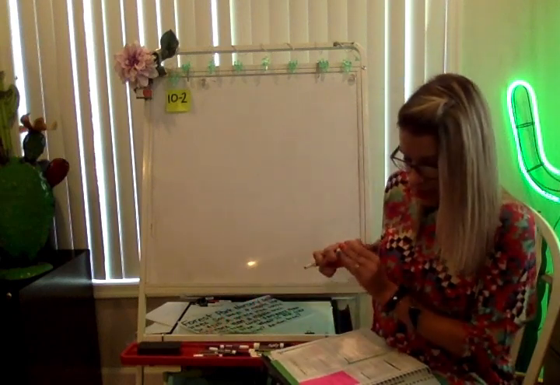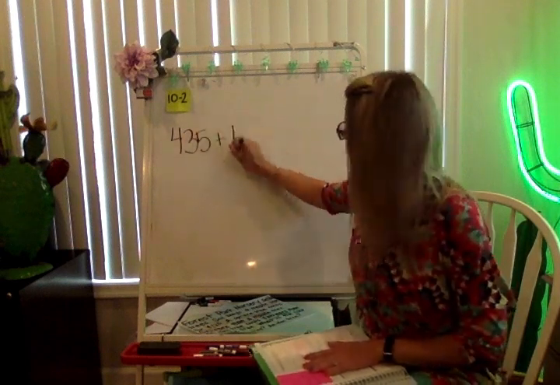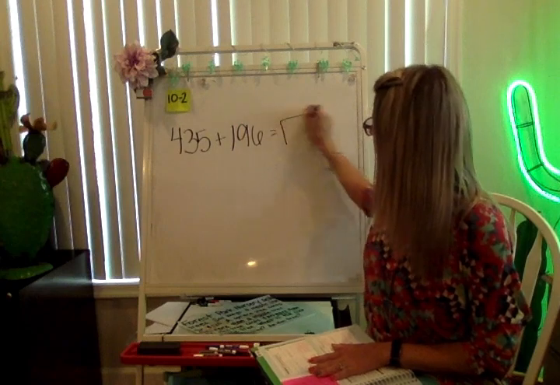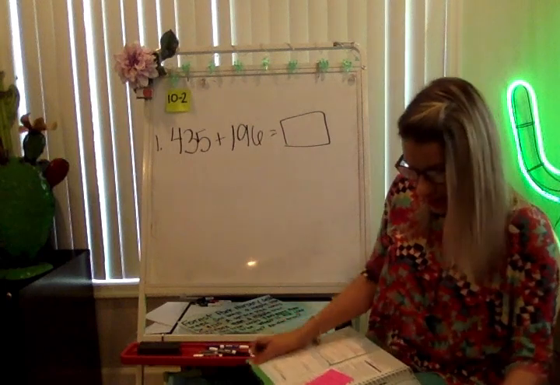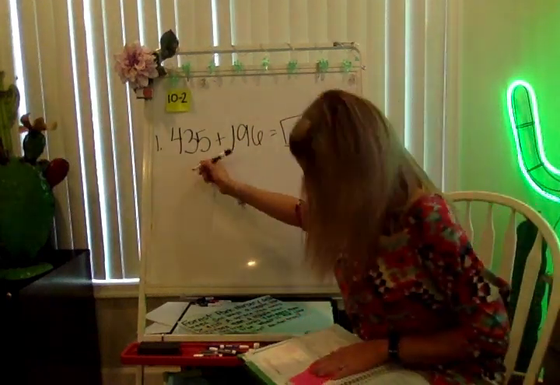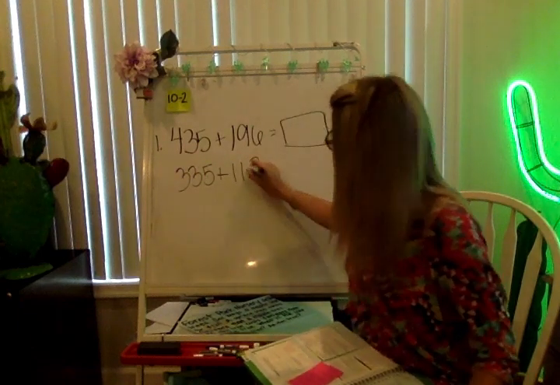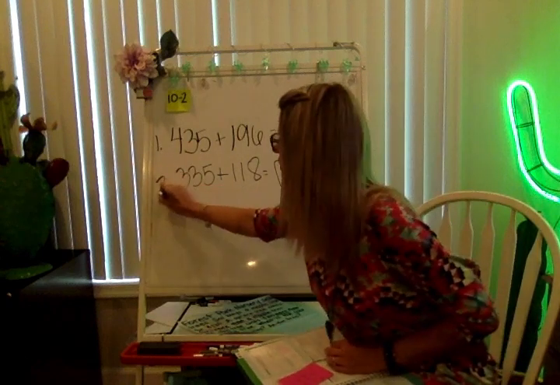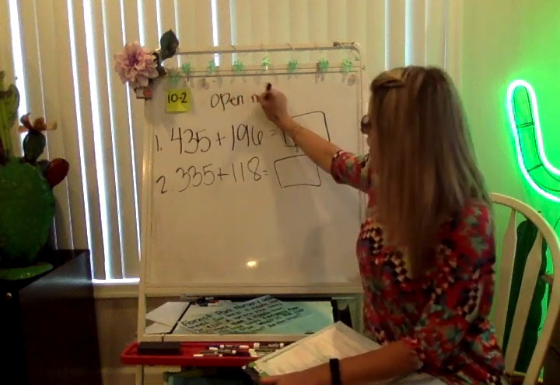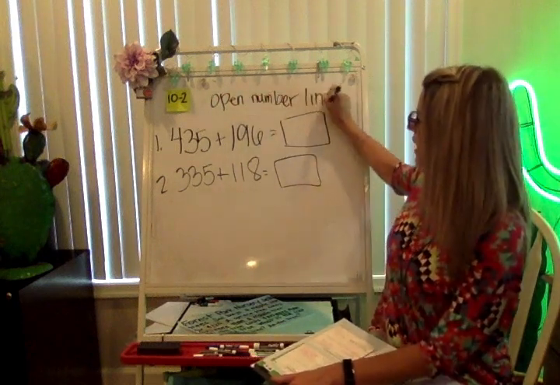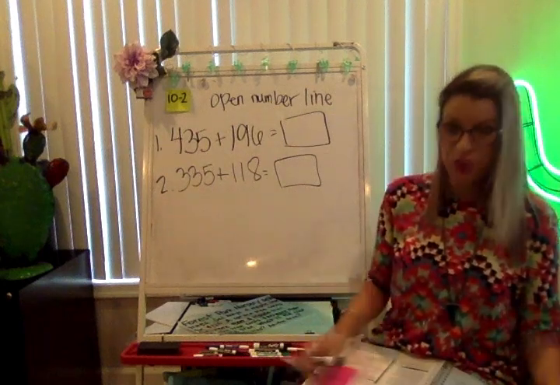So the first problem I'd like you to solve is 435 plus 196. The second problem that I want you to solve is, oh, let's start with 300, 335 plus 118. So I want you to solve using the open number line. So go ahead and push pause, solve this for me, and we'll go over it in just a moment.